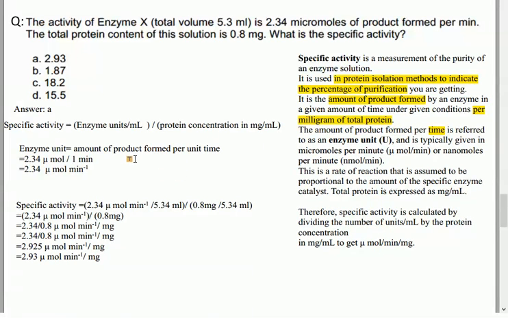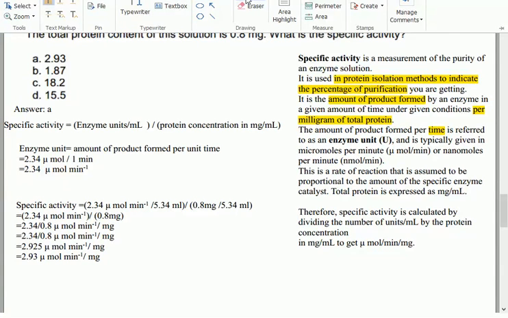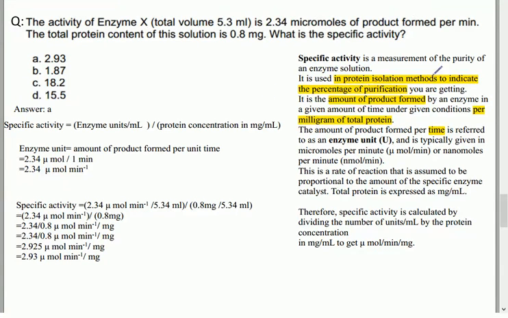So here it is the specific activity. Specific activity equals enzyme units per ml divided by protein concentration in mg per ml. So let me first of all take a marker from here. Now I have taken the marker. So specific activity equals enzyme units per ml divided by protein concentration in mg per ml.